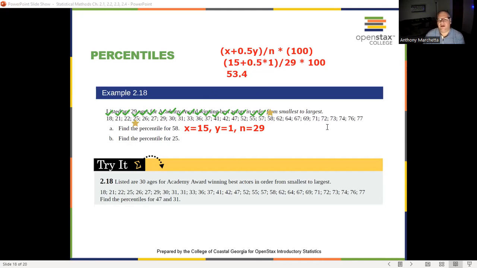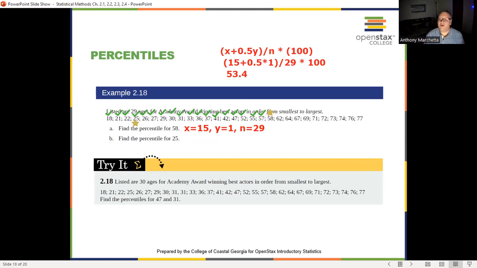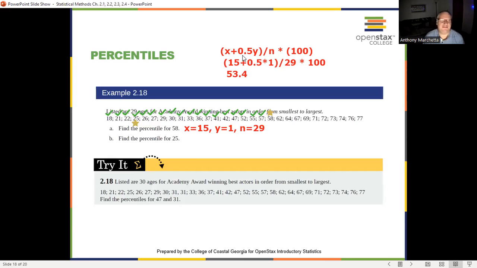Okay. So now, the answer is 53.4. Now let's take a look at what it says about rounding with this. Let's just take a look here. We'll go back for a minute. Round to the nearest integer. So what happens when you round 53.4 to the nearest integer? You get 53.